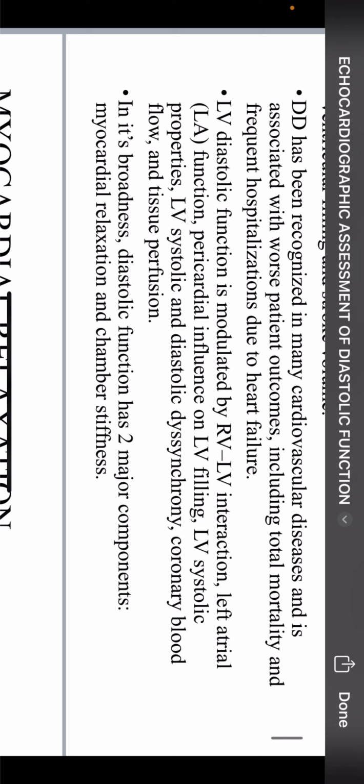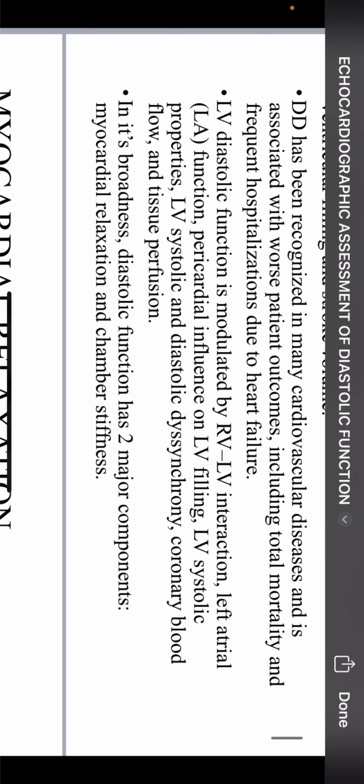So, in its broadness, diastolic function has two major components. That is myocardial relaxation. It has to relax after contraction. Then another one is stiffness, the chamber stiffness. How stiff is the myocardium? Are the walls of the ventricles able to expand whenever more blood is coming, or are they just stiff and cannot expand? We are going to see one by one, and the first one is going to be myocardial relaxation.